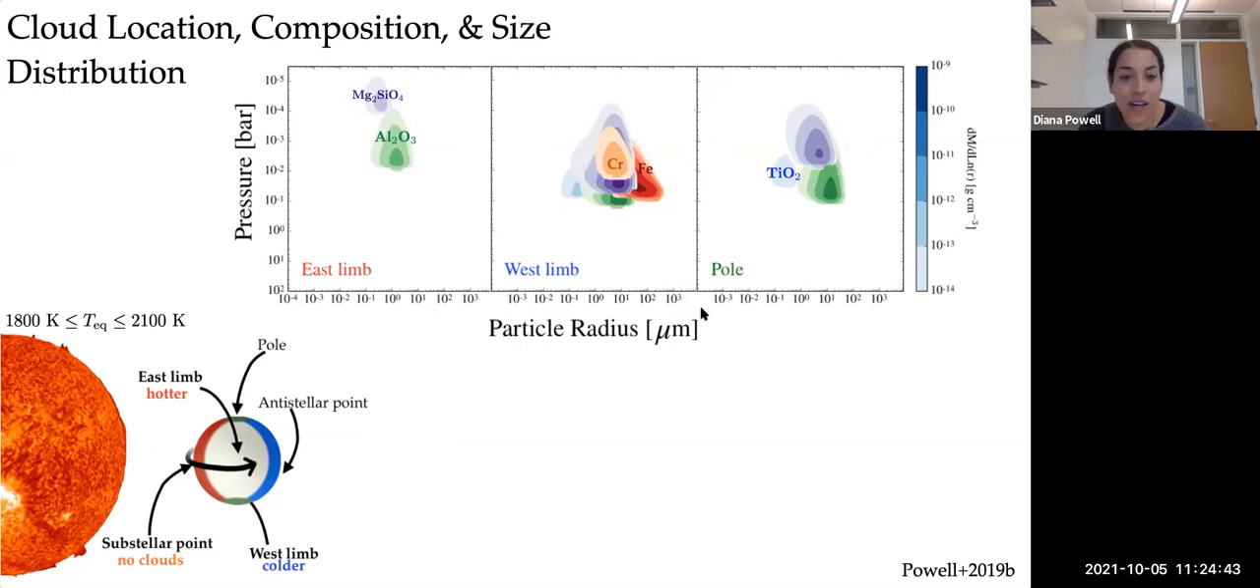And indeed, on the hotter east limb, we find that clouds form higher in the atmosphere and grow to relatively small sizes. On the cooler west limb, more cloud species form. They do so deeper in the atmosphere and grow to relatively large sizes. And then the polar regions represent an intermediate between these two cases.